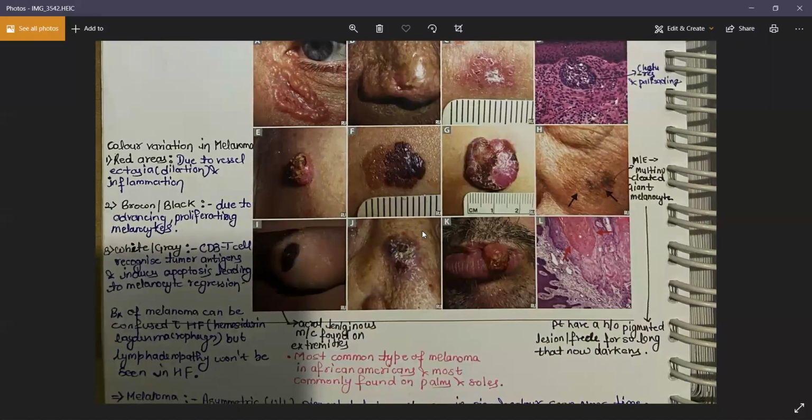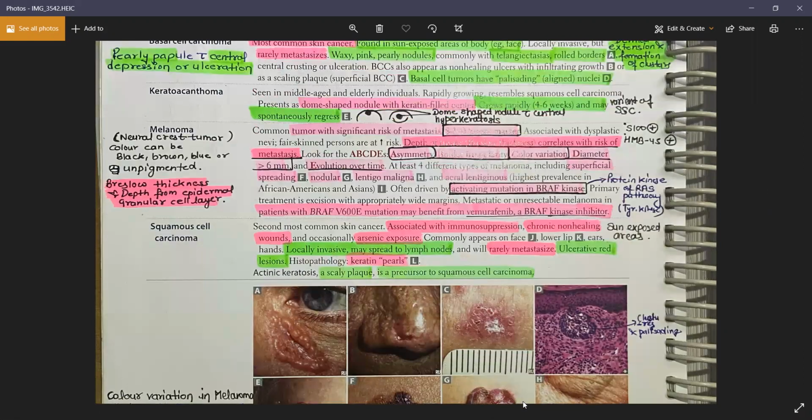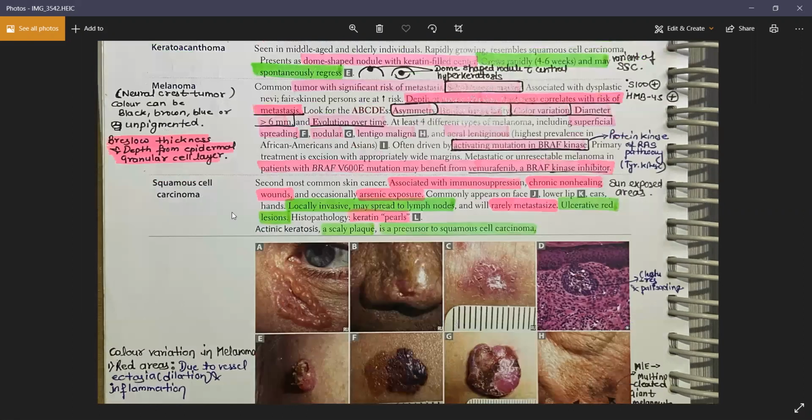And yeah, that would be all about the melanoma. So the patient will have a history of a pigmented lesion, as I told you about this tumor. They have had this kind of lesion for a very prolonged period of time, and now it darkens and grows in size. That kind of history will be present in the patients having the lentigo maligna. Okay, that would be it.